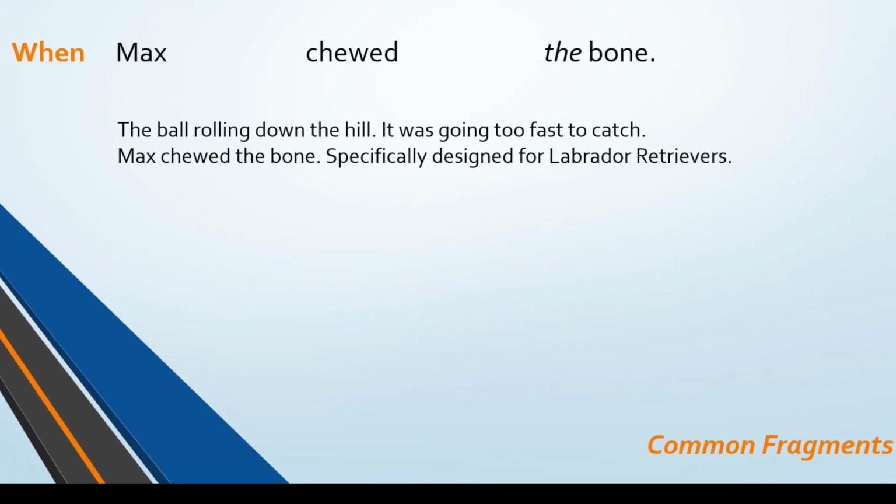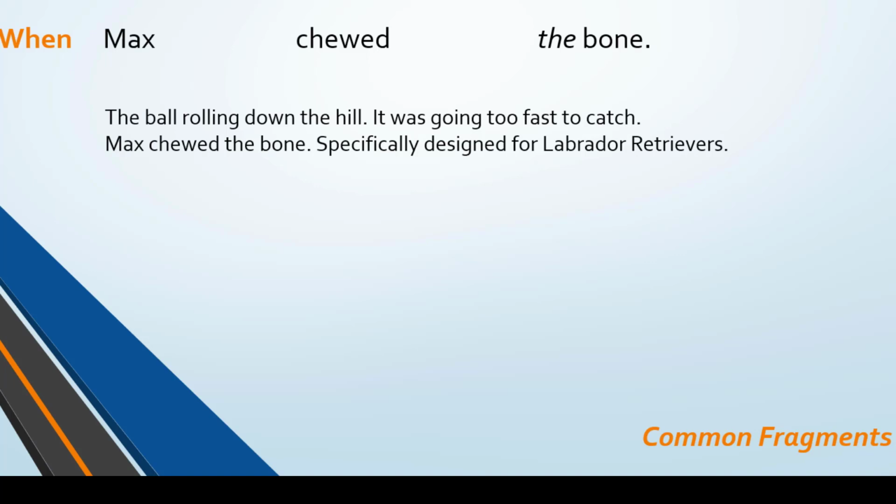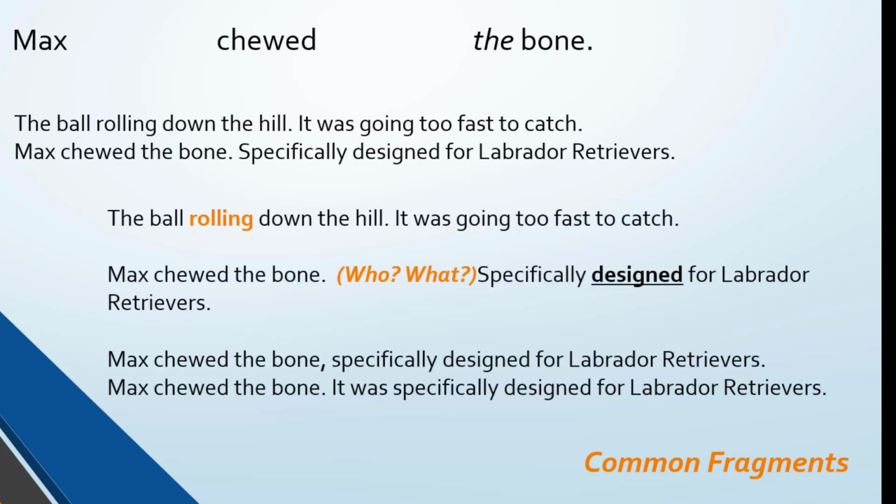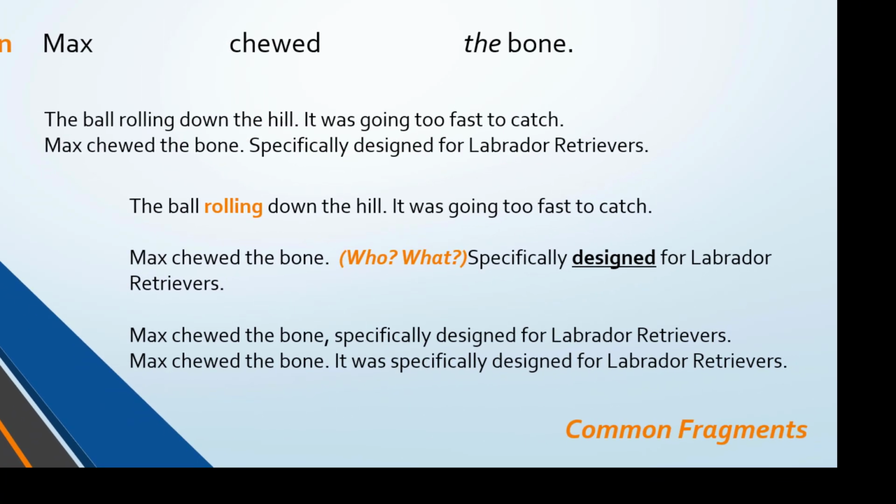The other common type of fragment comes from a phrase that includes a verb, so it kind of masquerades as a sentence, but it isn't really because the verb there isn't necessarily performing an action. And often these are ing verbs. So in the next example, the ball rolling down the hill, which ball? The ball rolling down the hill. It is a phrase that is explaining which ball. It's not an actual sentence. It was going too fast to catch is an actual sentence. Notice there's an ing verb there as well, but it has another verb in front of it, was.